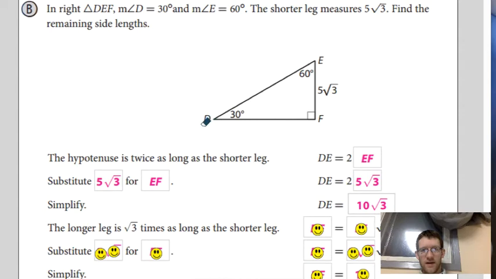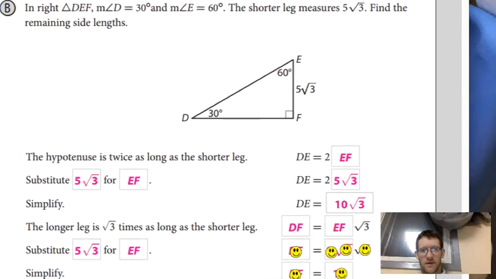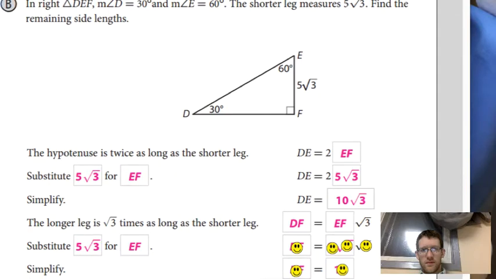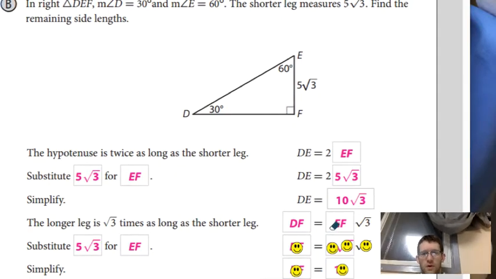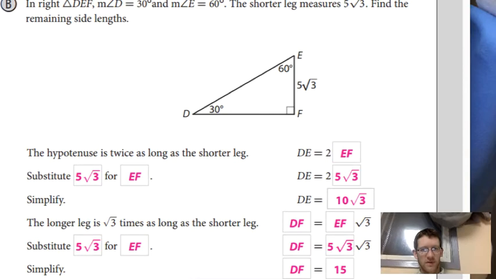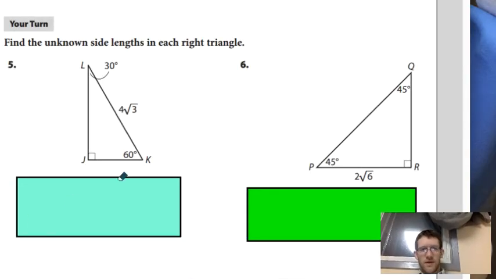It gets a little harder when we have to find DE. We know that DE is EF times the square root of 3. So we have to multiply by the square root of 3. So what is 5 times the square root of 3 times the square root of 3? Well, the square root of 3 times the square root of 3 is 3, so that's 5 times 3, or 15. So give yourself a pat on the back if you were able to figure that one out. Here's another one. Go ahead and I'll pause so you can do 5 and 6 real quick.